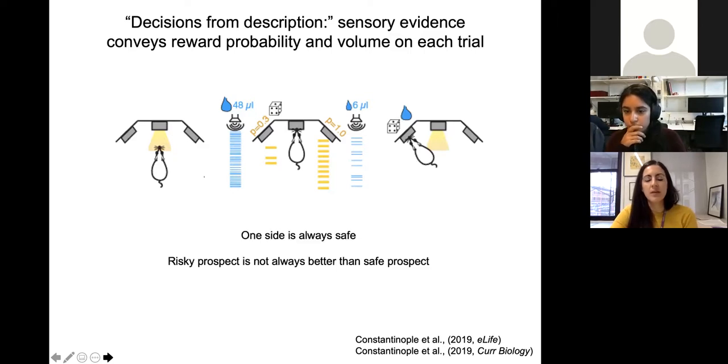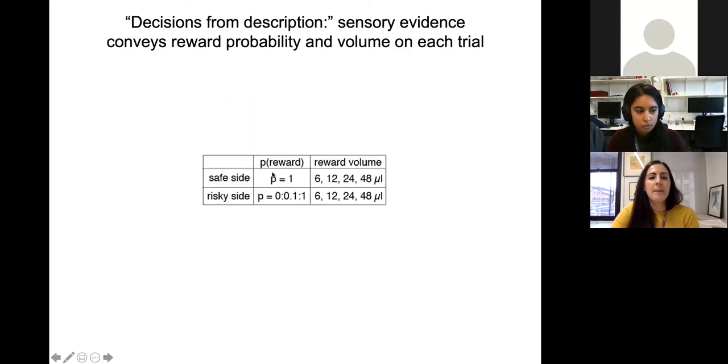And so a couple things to note. One side always offers a guaranteed reward. And in this particular example, that's smaller than the risky option, but that's not always the case. The volumes and probabilities are chosen independently. And so the probabilities go from 0 to 1 in 0.1 increments. And that was important so that we can resolve the shape of the probability weighting function. And there's 4 possible reward volumes that are on a log base 2 scale, so they're roughly equally discriminable.